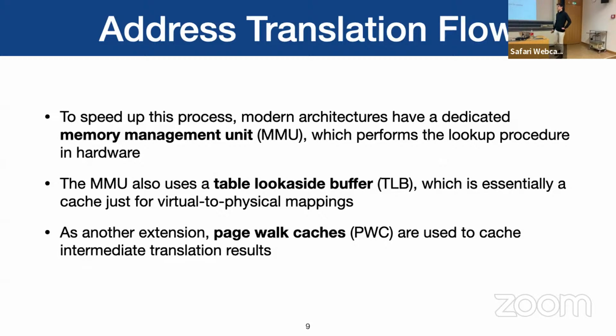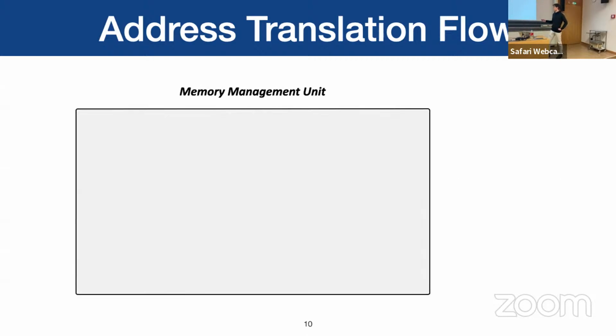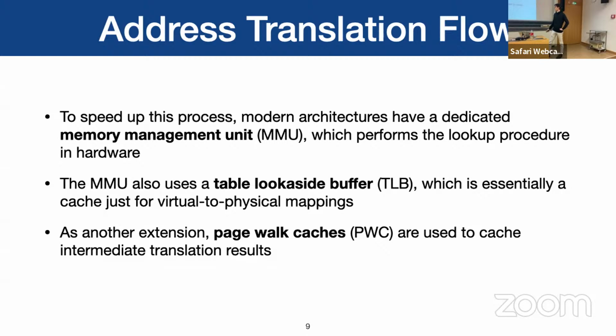But first, to tackle this problem of the sequential memory accesses and to make it a bit faster, we have a memory management unit, which performs all of this for us. So we don't have to do it in software, we do it in hardware, which makes it a bit faster. Also, the memory management unit features translation look-aside buffers so that we don't have to perform a page table walk all of the time, which are like caches for page table data, and also we use page walk caches.